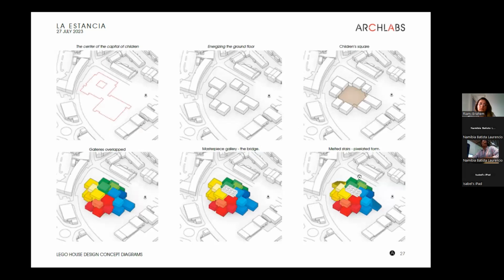Also, after analyzing the Lego House concept, in the design process, they basically center all these spaces at the center of the children's square, the base of the typology of the project. And also in the second graphic here, they first prioritize where the spaces that need direct contact with the public area will be. And then after that is resolved, they place the children's square in the center.